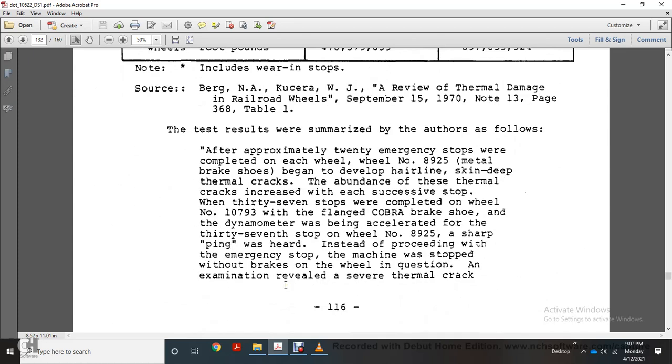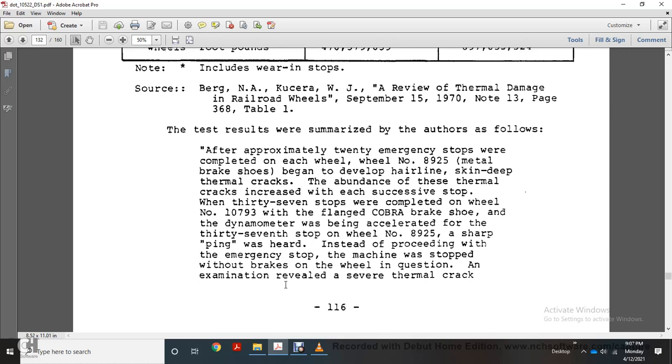Test results were summarized by the authors after approximately 20 emergency stops were completed. Each wheel number 8925 with metal brake shoes began to develop a hairline skin-deep thermal crack, with abundance of thermal cracks contributed to by each successive stop. 37 stops were completed on wheel number 10793 with the flange Cobra brake shoe, and the dynamometer was being accelerated for the 37th stop on the wheel.